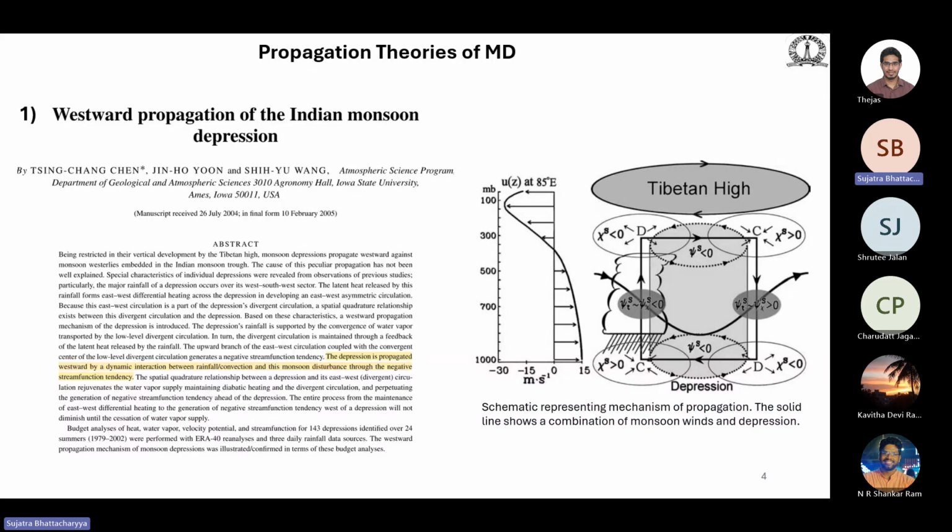So latent heat again acts as a feedback to the system itself, and it tries to maintain this asymmetric circulation, this secondary circulation around the depression. The resultant convective activity results in low-level vortex stretching, and in time it creates a negative stream function tendency to the west of the depression, hence resulting in the shifting of the depression itself.